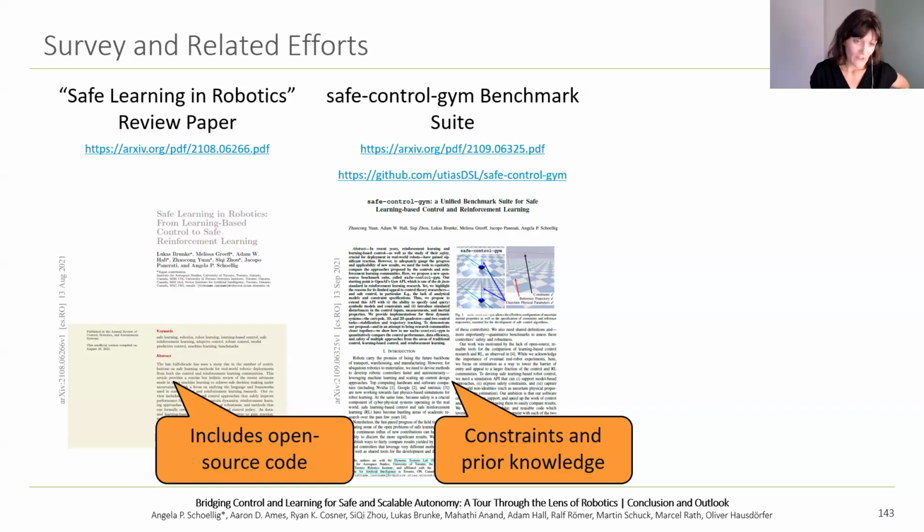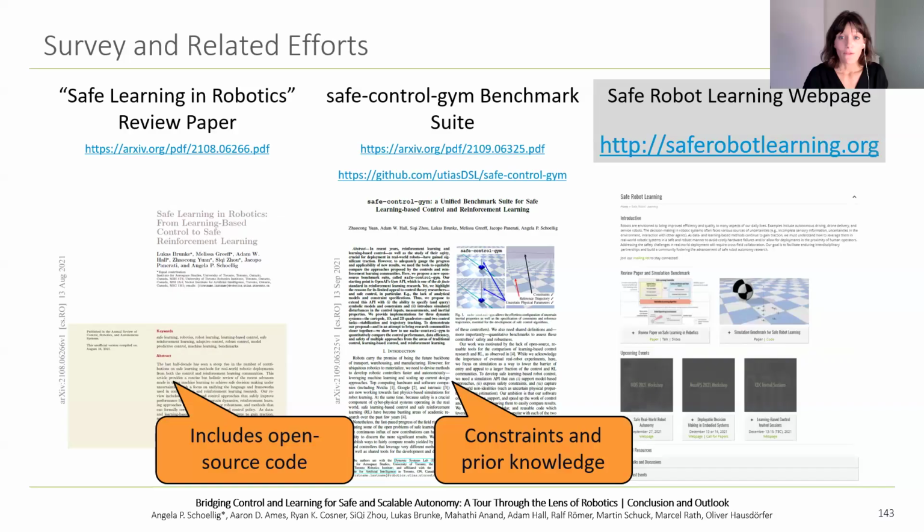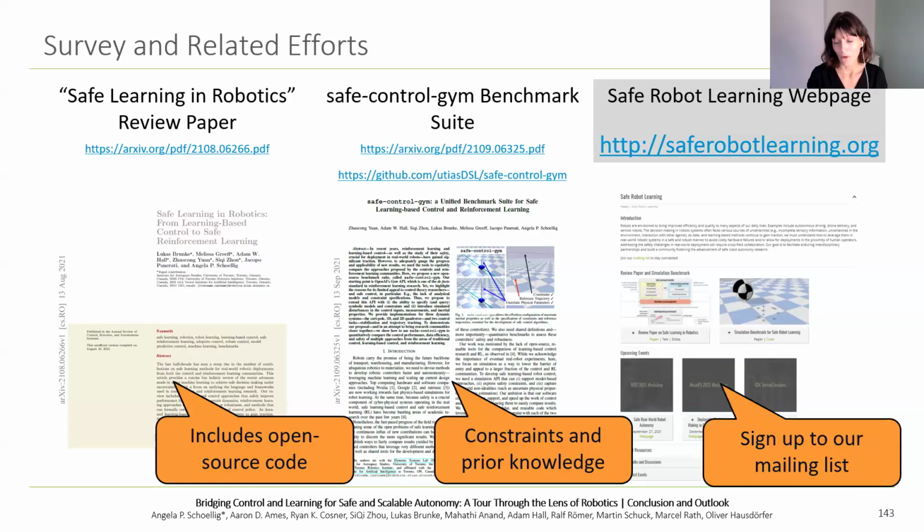And this was not previously possible because things that we care about a lot in controls, such as constraints and prior knowledge, are usually not embedded in the typical RL benchmarks. And so this benchmark allows you to see the trade-offs between how much prior knowledge you have versus how much data you need, and also evaluate against constraint satisfaction goals. And there's also a webpage, saferobotlearning.org, where we summarize some of these materials and also recordings of previous workshops.